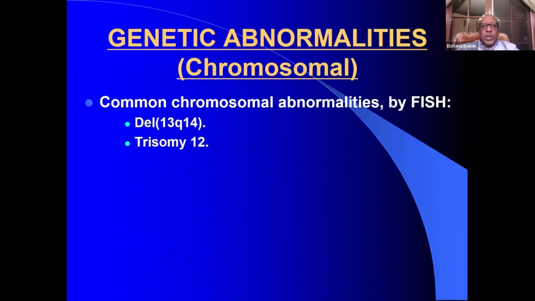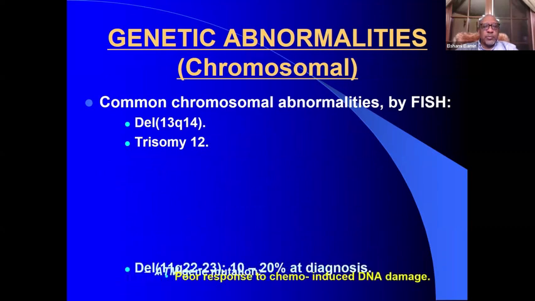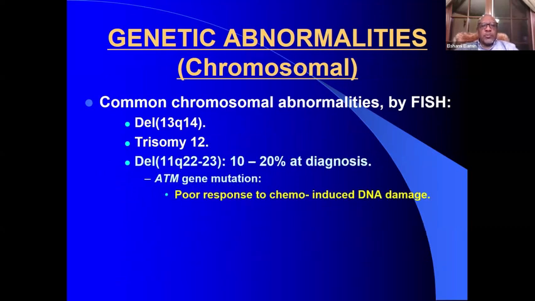The common chromosomal abnormalities, which are detected by FISH, are deletion of chromosome 13 and trisomy 12, deletion of 11q, and that's present in 10 to 20% at time of diagnosis, and that produces the ATM gene mutation. Patients with deletion 11q or ATM gene mutation by molecular testing are considered poor. They have poor response to conventional chemotherapy, cytotoxic chemotherapy, which induces DNA damage.